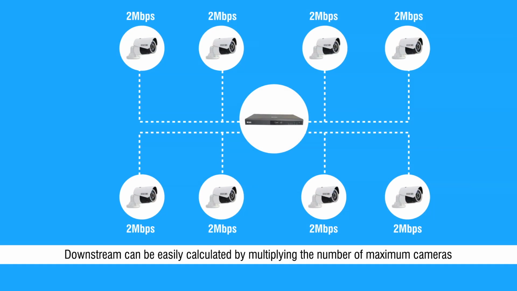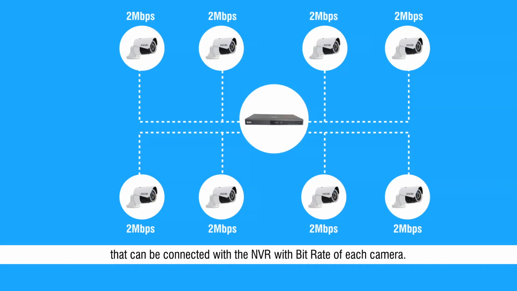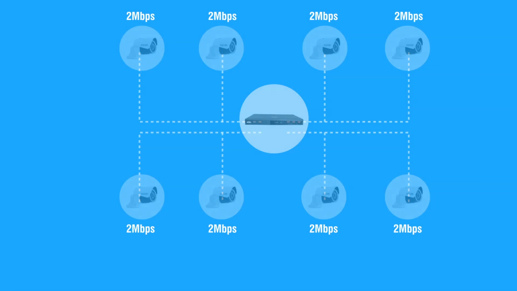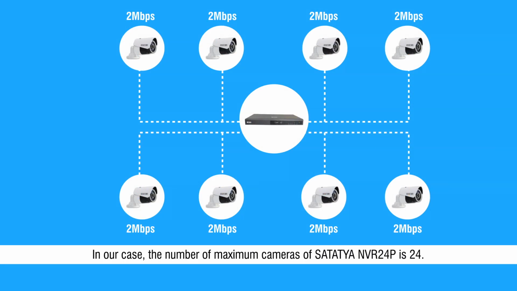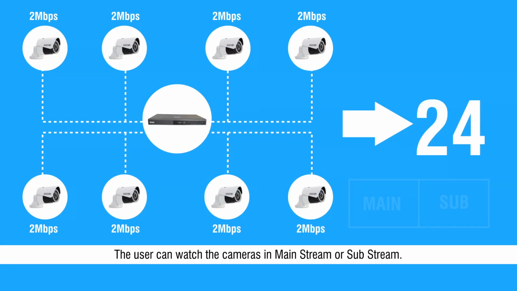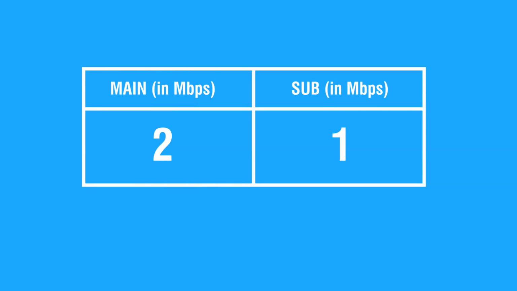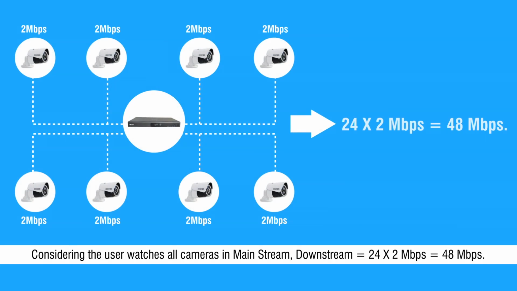Downstream can be easily calculated by multiplying the number of maximum cameras that can be connected with the NVR with the bitrate of each camera. In our case, the number of maximum cameras of SATATYA NVR24P is 24. The user can watch the cameras in mainstream or substream. Bitrate of each camera recommended by Matrix is 2 Mbps for mainstream and 1 Mbps for substream. Considering the user watches all cameras in mainstream, downstream is 24 into 2, that is 48 Mbps.